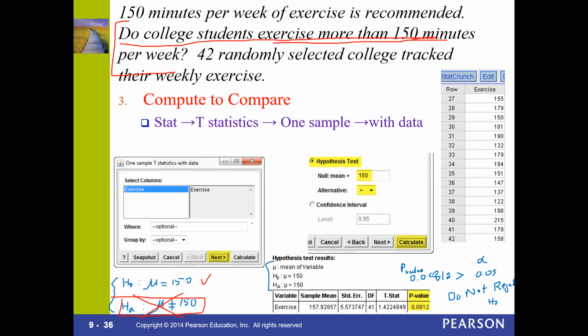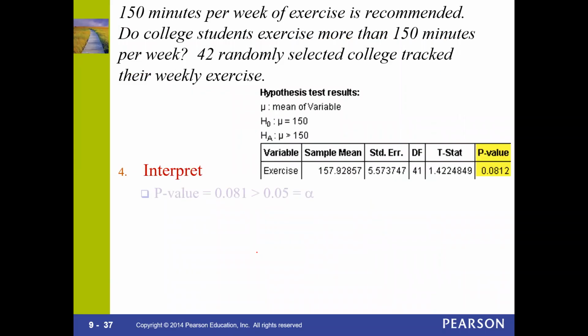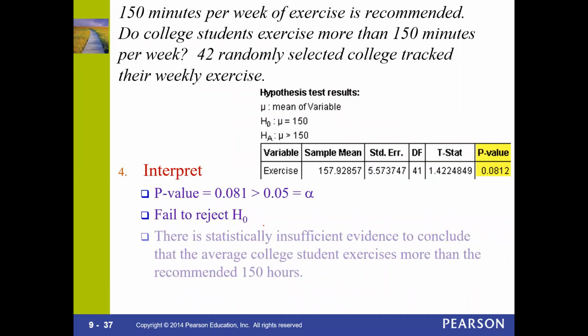So let's look at the way they word it. This one says there is statistically insufficient evidence to conclude that the average college student exercises more than 150 minutes per week, something like that. And that's how I do the interpretation. Any questions?